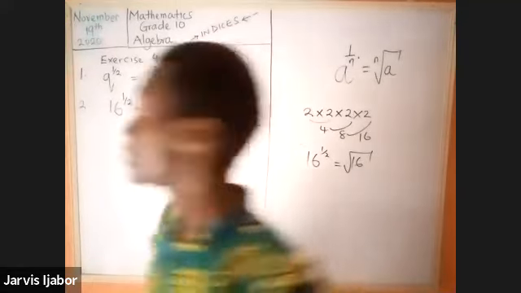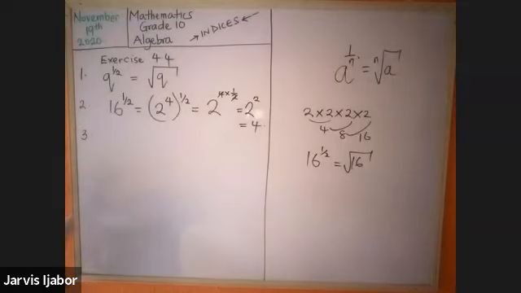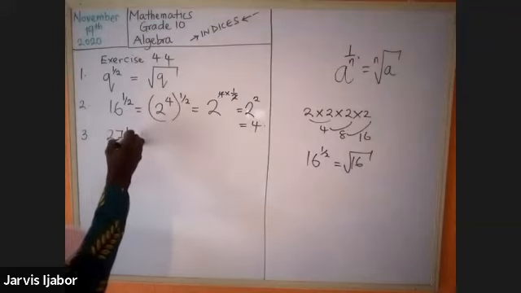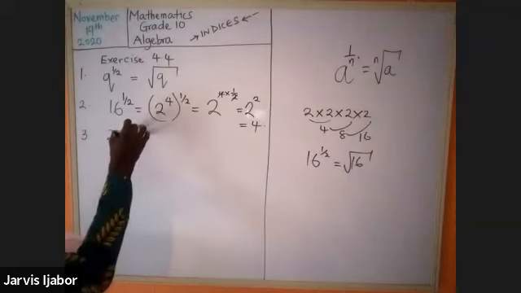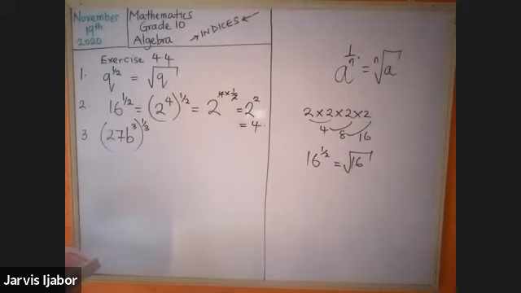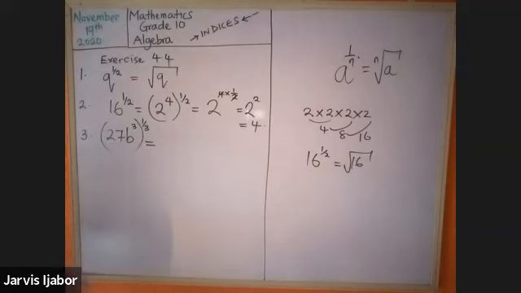All right, so let's go to question 3. In question 3, we have 27b to the power of 3, all raised to the power of 1/3. How do you handle a problem like this? The first thing you need to do is to look at 27.